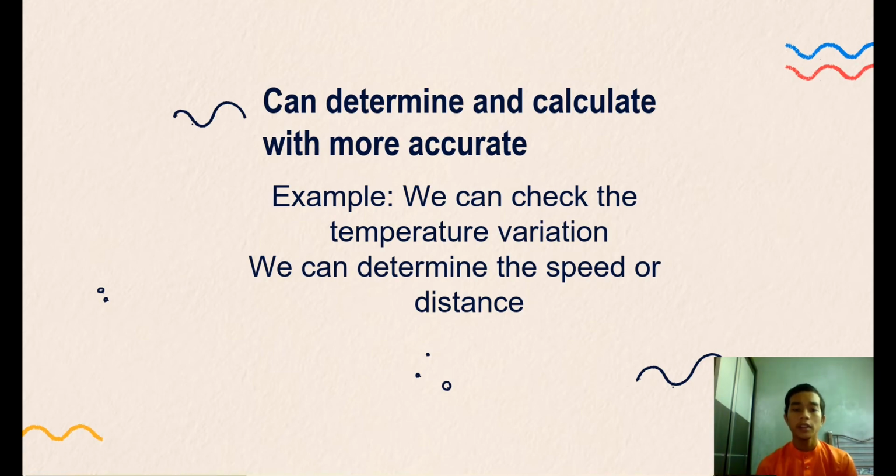Differentiation can also determine the speed or distance, such as miles per hour and kilometers per hour. Nowadays, there are many types of vehicles that are capable of covering long distances at different speeds. So clearly, differentiation is very useful in our life.